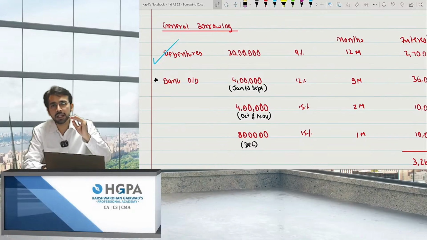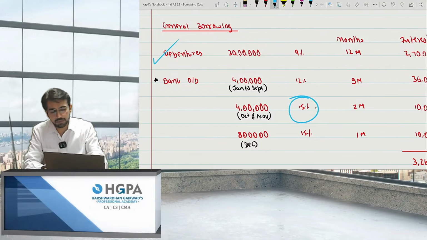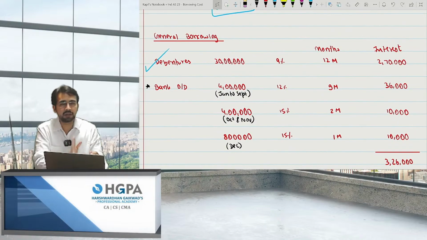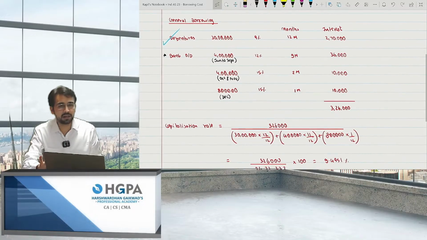The rate was increased from 1st October. That is, till September, it was 12%. From October, it went to 15%. And obviously, December also, it was 15%. So I've given the months now: 9 months, 2 months and 1 month. And then I have to calculate the interest rates.